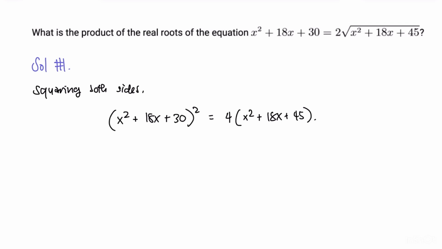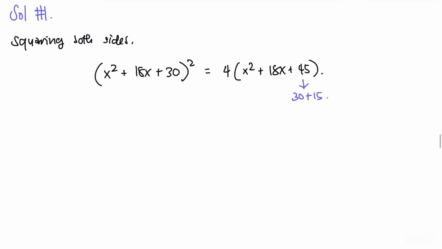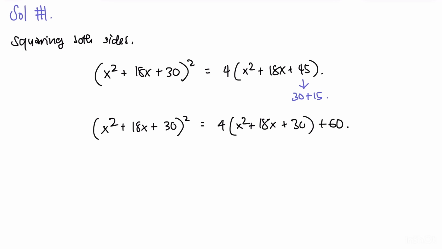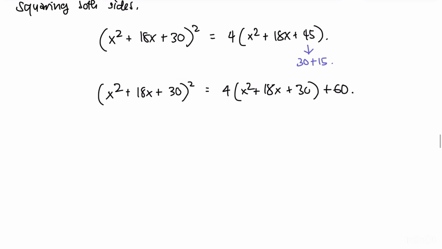Now I'm going to split 45 into two terms. So this is going to be 30 plus 15. Now I'm doing this because I want x squared plus 18x plus 30 to come out of the right hand side. So this becomes x squared plus 18x plus 30 squared equals 4 times x squared plus 18x plus 30 plus 60, because 15 times 4 is 60. Now I'm putting everything to the left hand side, so this becomes this equation.